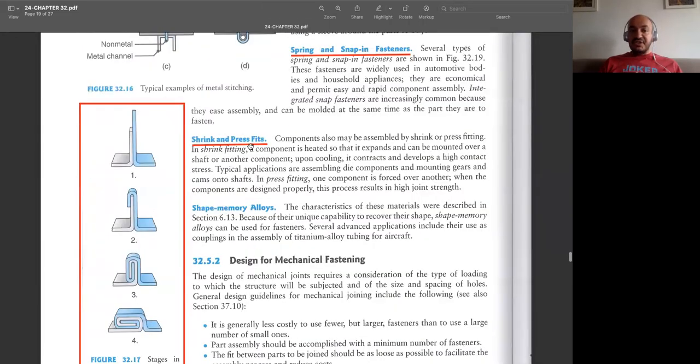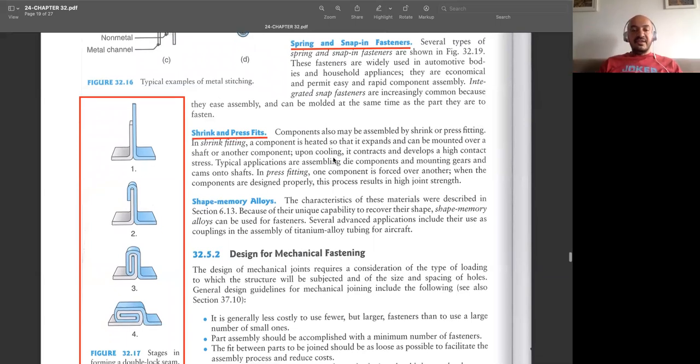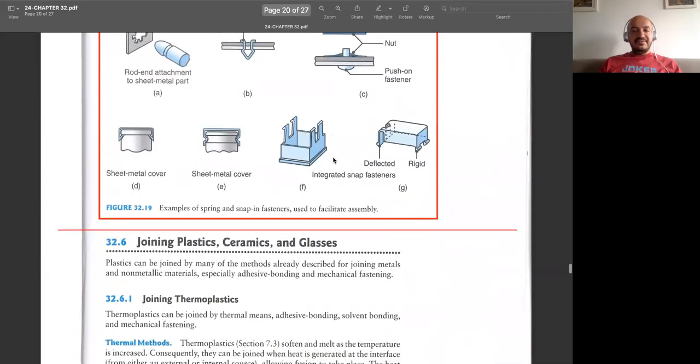And then we have shrink and press fits. In press fits, we apply some pressure so that the parts will be joined together, but it's quite difficult to remove them after the parts are joined. In the shrink fit case, we use some heat, we cool down the product, or we apply heat so that its size will increase, and then with the help of it we can join the products.